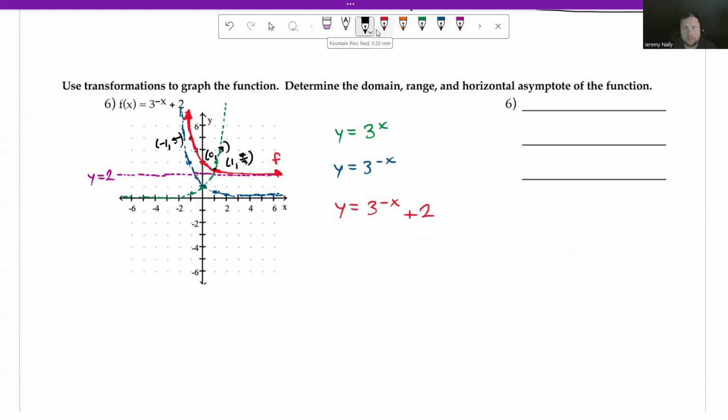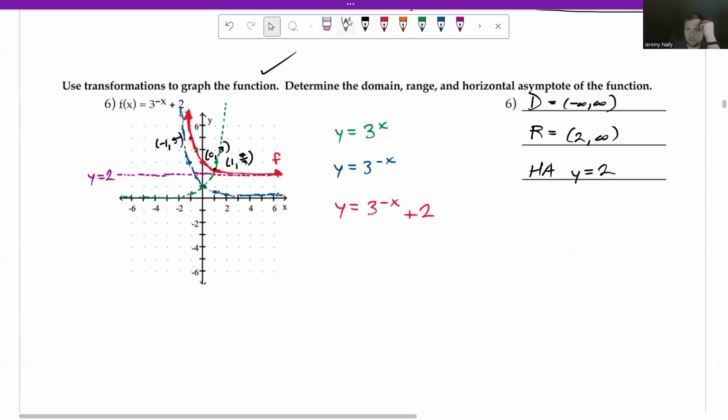Okay. So now what else do we want? So use transformations to graph the function. Well, that's done. Determine the domain and range. So the domain is going to be all real numbers. The range, we can see that instead of 0 to infinity, it's going to be 2 to infinity, and I am not inclusive on the 2. Horizontal asymptote, we have y equals 2. Okay, that's all we needed.